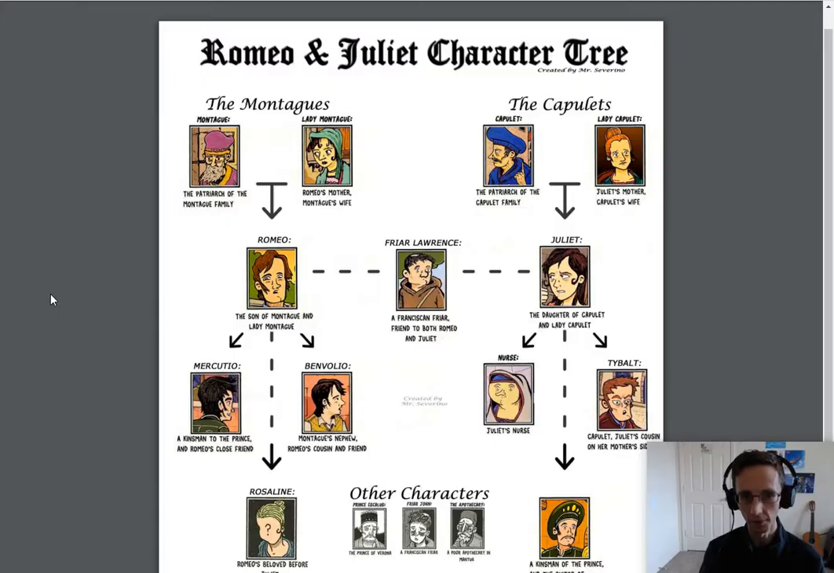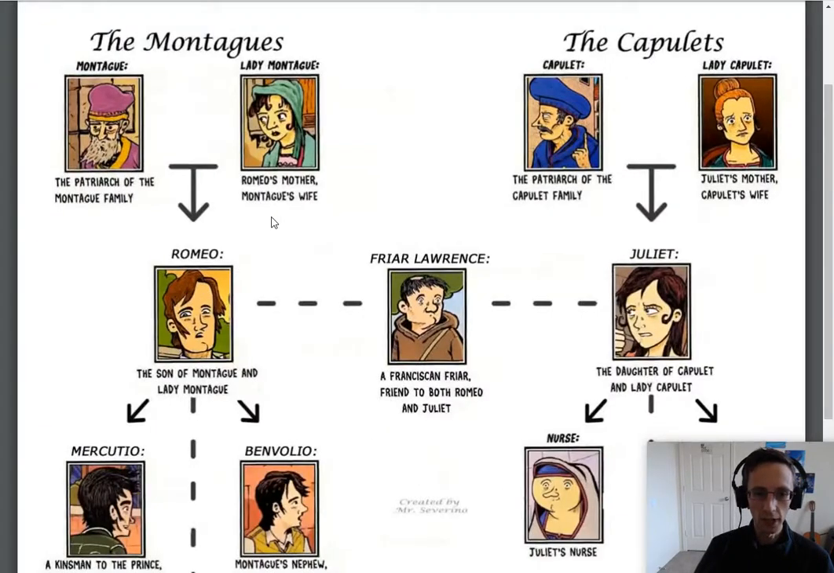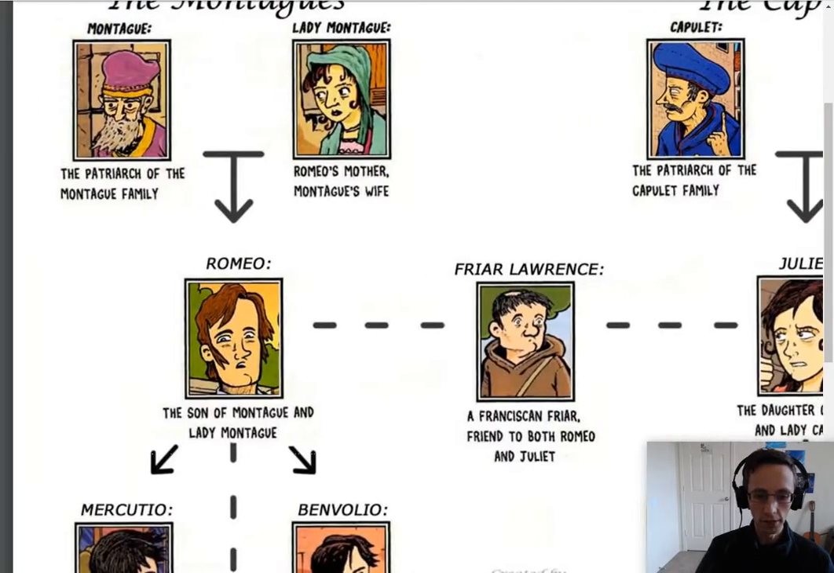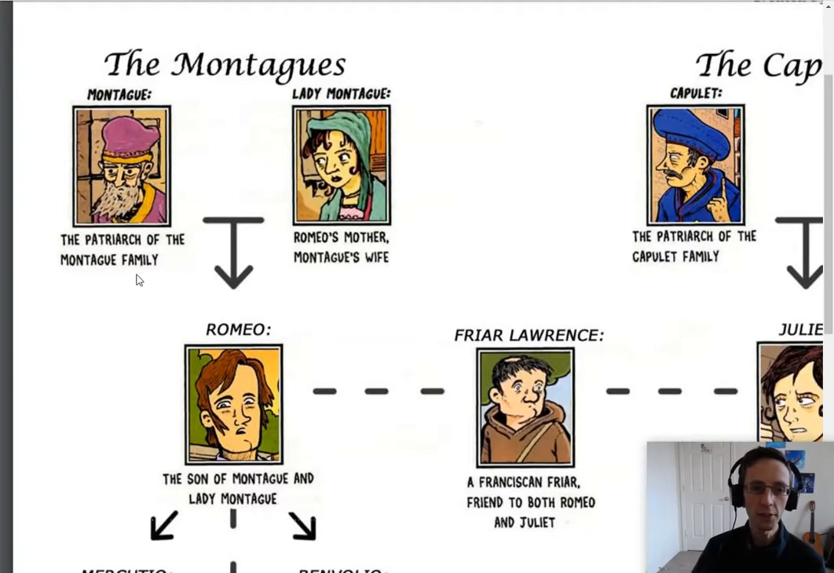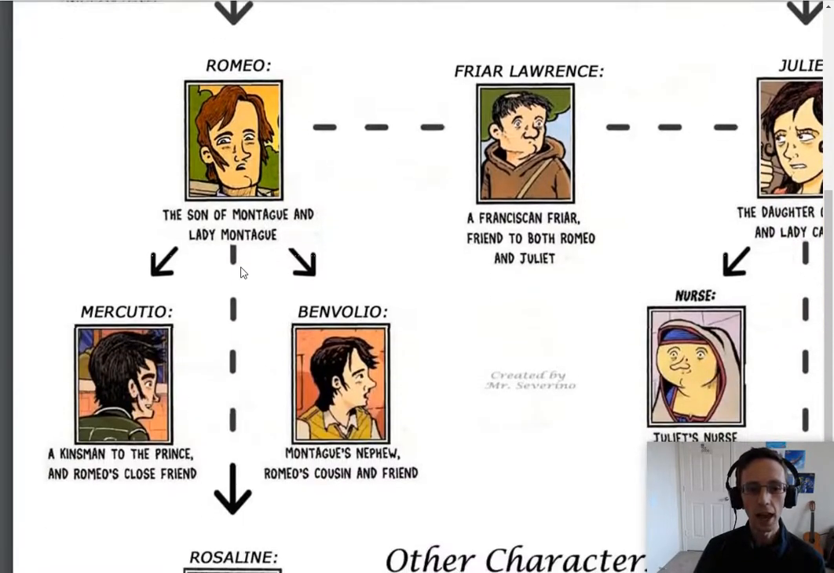So over on the Montague side, Romeo is a Montague, and his parents actually don't get any names in the play. They're just Lord and Lady Montague. So they are in charge of the family. Romeo is their son. Then we have Romeo's friends, Mercutio and Benvolio.